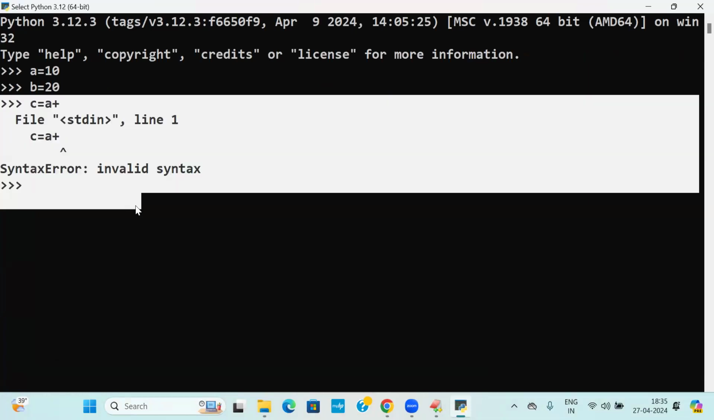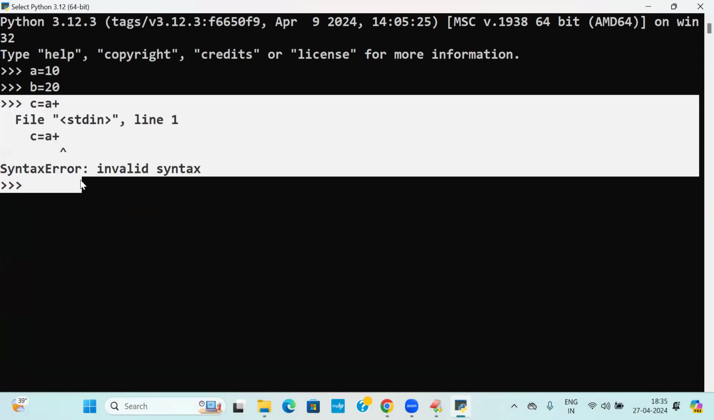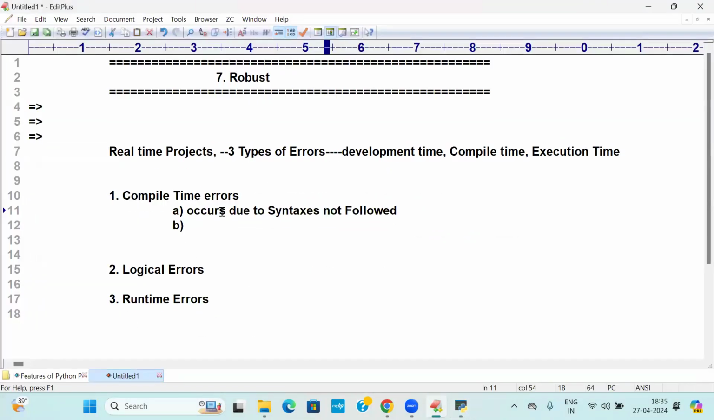This is an example of a compile time error. Are you getting my point? This is caught by the Python compiler. Okay, syntax error. Who will solve these errors? These errors are solved by the programmer. At what time? Development time. During your development time only it is solved.